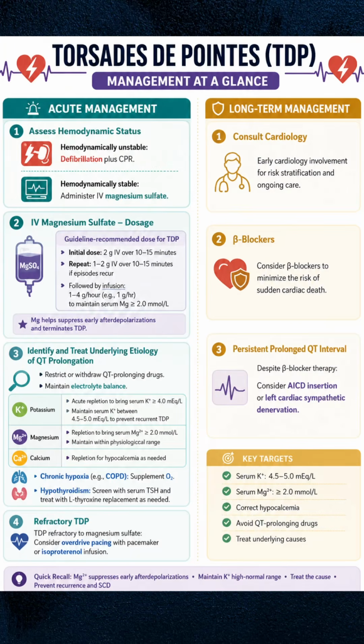Now let's take a look at the management. So if the patient is hemodynamically unstable, we go for defibrillation. If he is stable, we administer IV magnesium sulfate at an initial dose of 2 gram IV over 10 to 15 minutes. So this helps suppress the early afterdepolarizations and terminates the TDP.